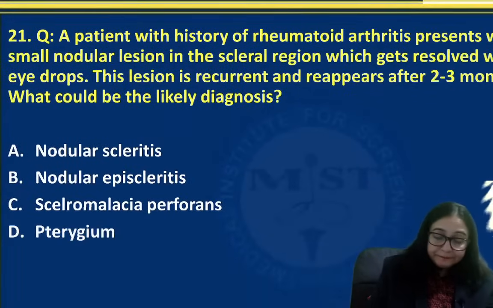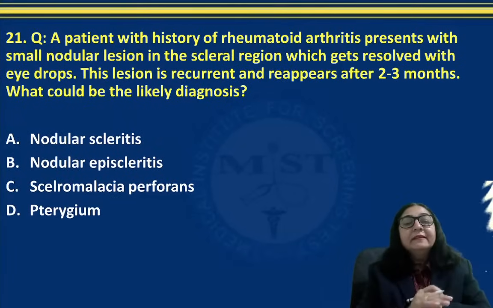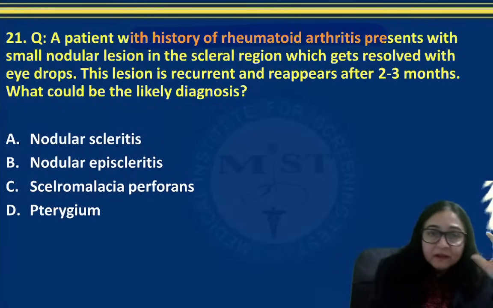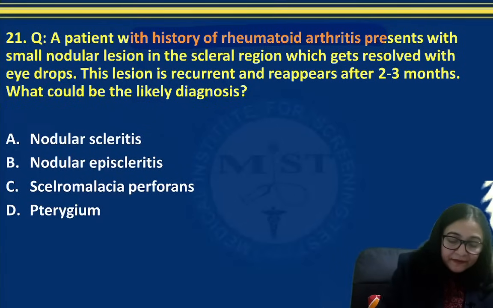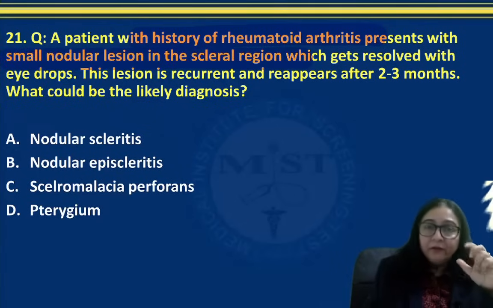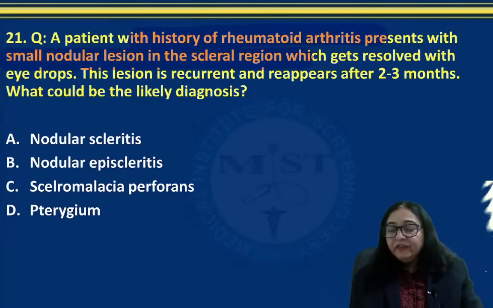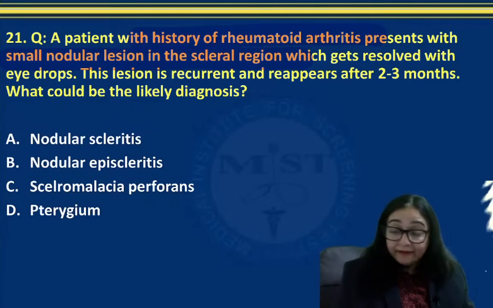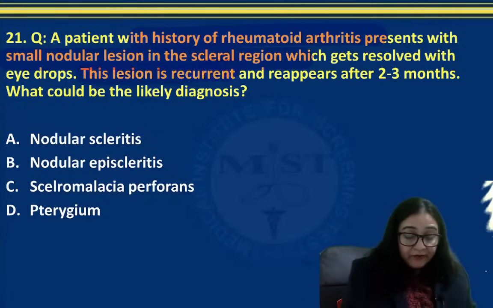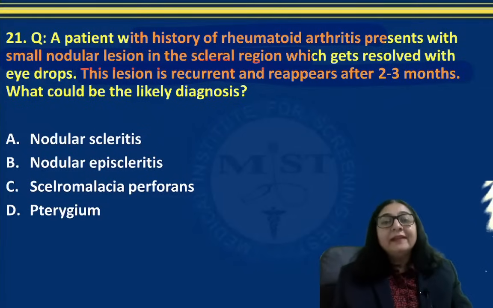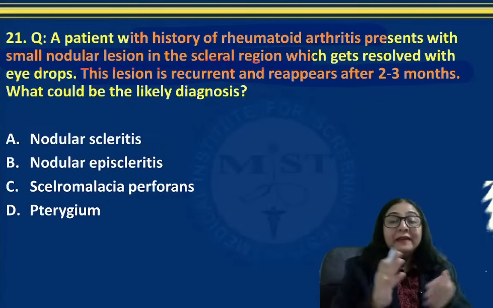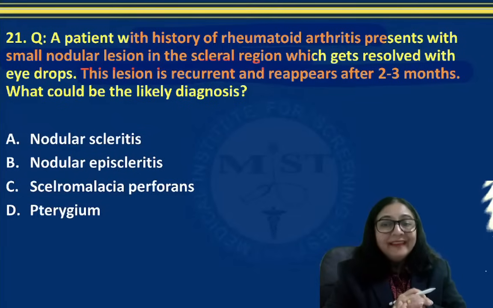Another clinical case scenario, friends: a patient with a history of rheumatoid arthritis. So again, let's go one by one. Rheumatoid arthritis, a small nodular lesion in the scleral area. The lesion is recurrent and reappears after 2 to 3 months. It gets resolved by eye drops, so it means it's responsive to the treatment, but then it is recurrent.